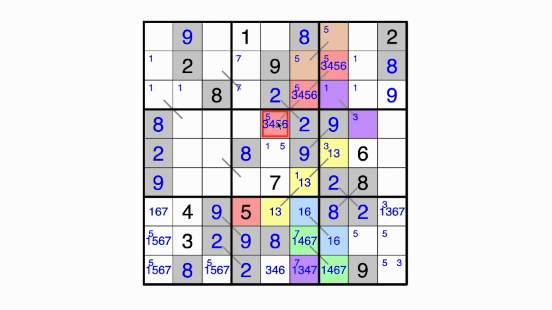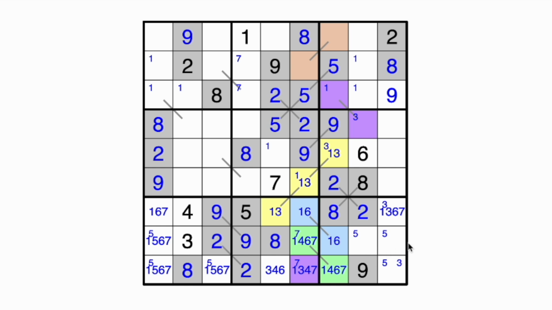So these all become 5s. We get rid of the 5s from these. We get rid of the 5 from here. Oops, that's not what I wanted to do. I wanted to get rid of the 5 from there. Yep. We say that 5 is now gray. We don't need that color anymore. Good. Are there any other 5s?